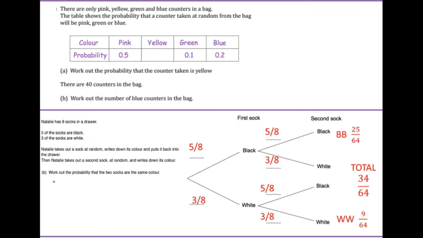Okay, the answers for these are here on screen. 0.2 for yellow. If you do 0.2 times the 40 counters, you'll get that there are 8 blue counters.